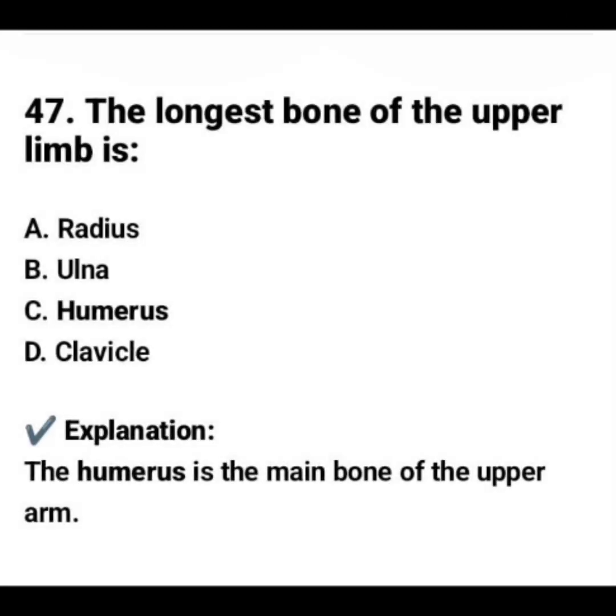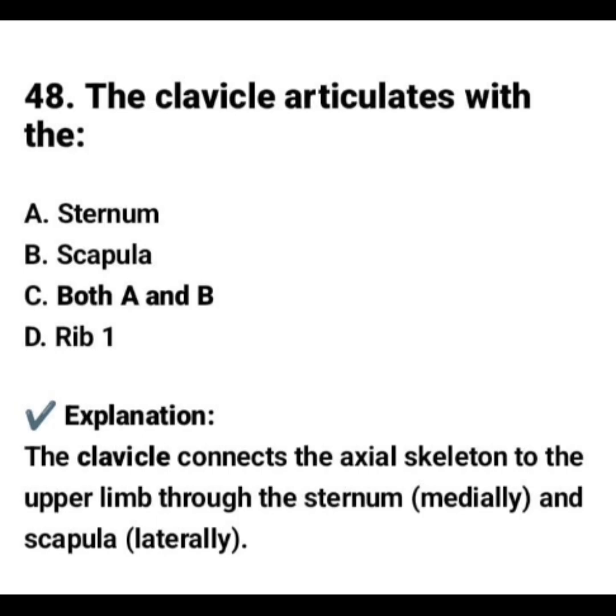The longest bone of the upper limb is humerus. Humerus is the main bone of the upper arm. The clavicle articulates with the sternum and scapula. The clavicle connects the axial skeleton to the upper limb through the sternum and scapula.